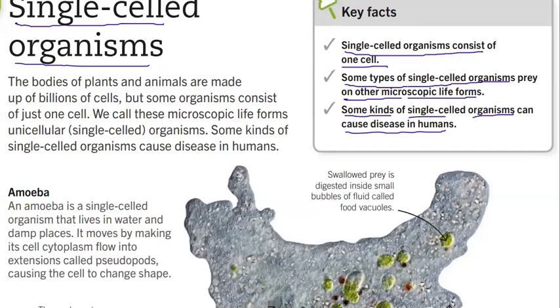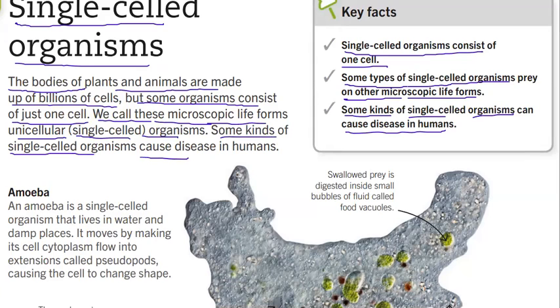Now, you'll see the bodies of plants and animals are made up of billions of cells, but some organisms consist of just one cell. We call these microscopic life forms unicellular, single-celled organisms, and some kinds of single-celled organisms cause disease in humans.